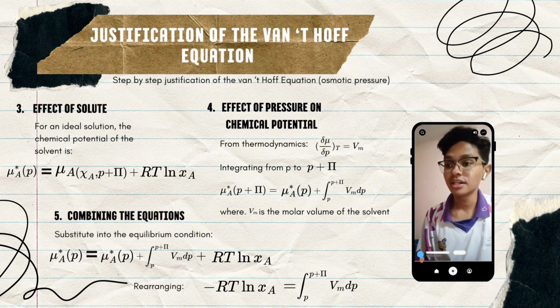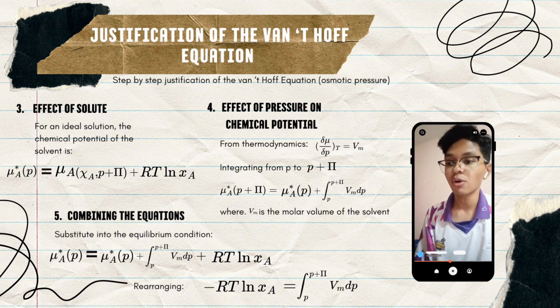Next, we're going to look at the effect of solute. Since this is an ideal solution, from the equation on the previous slide, we add RT ln x_A. Then we're going to look at the effect of the pressure on the chemical potential. We take the equation from thermodynamics, then integrate from P to P plus pi. Then we get the following equation, where Vm is the molar volume of the solvent.